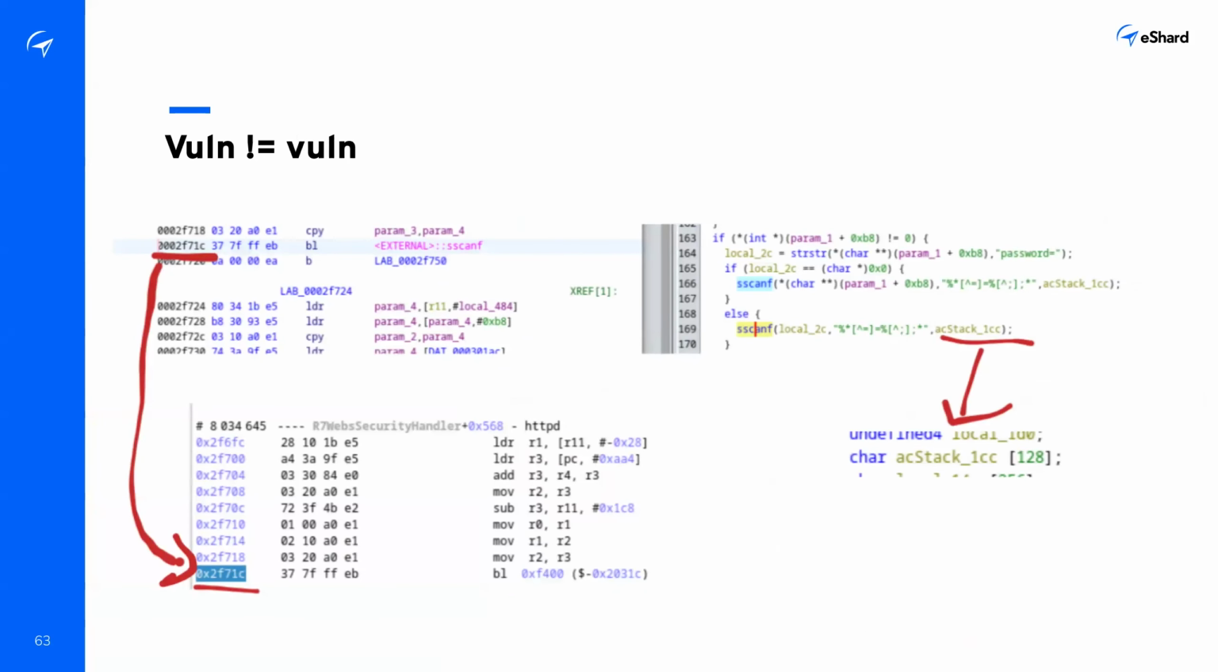So let's have a look at our favorite disassembler or decompiler. What happens at 2F71C? It's a call to an scanf, which is also referencing a stack variable. So stack-based buffer overflow, we're copying some values inside of a stack and then overwriting the instruction pointer. Quite simple, but there is no string copy.